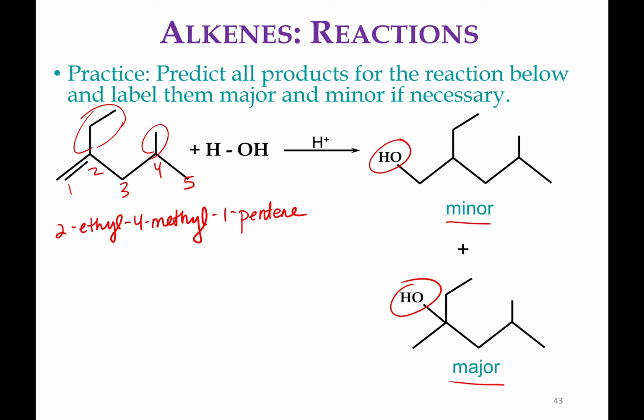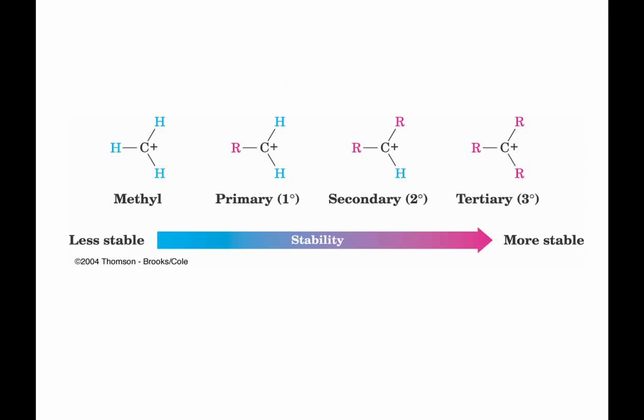All right, where are we? This is just a reminder that we have a methyl, then we have a primary, secondary, and tertiary carbocation, and the stability of the carbocation is going to increase the more neighbors it has, the more carbon neighbors it has.